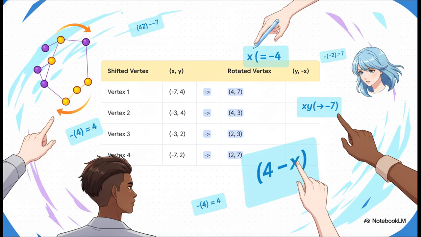Okay, let's put that rule into action on our shifted points. Let's take the first one, (-7, 4). Here, x is -7 and y is 4. The rule is (y, -x). So we take our y, which is 4, and that becomes our new x. Then we take our x, which is -7, and we flip its sign. So -7 becomes a positive 7. That's our new y. And boom, our new point is (4, 7). We just do that exact same thing for the other 3 points. See? Super easy once everything's at the origin.